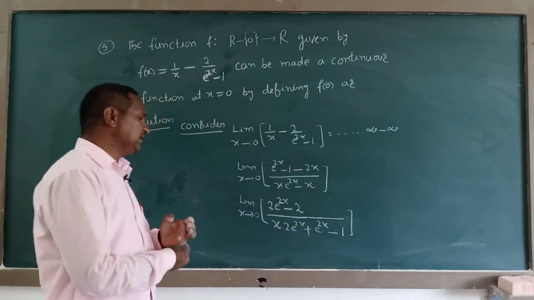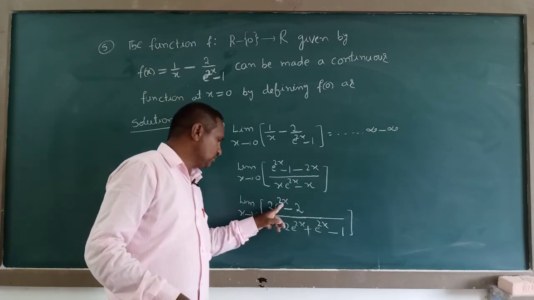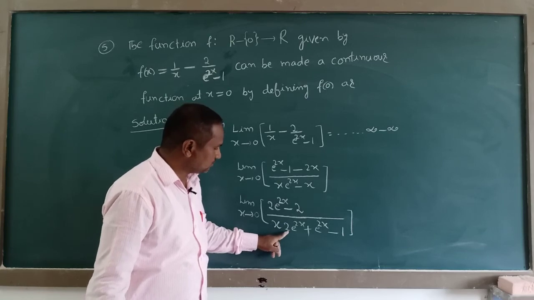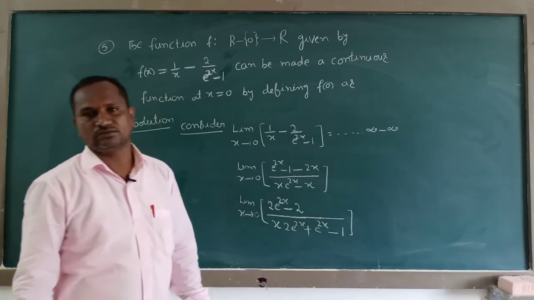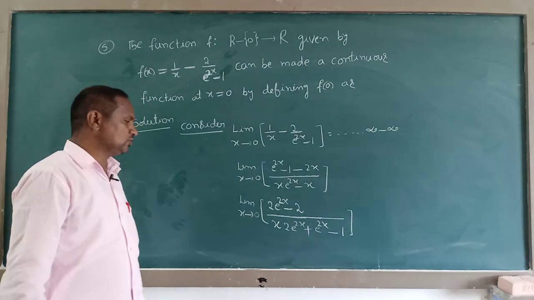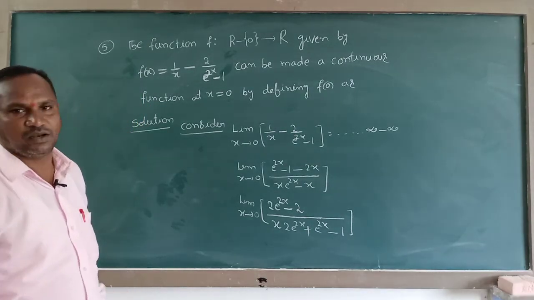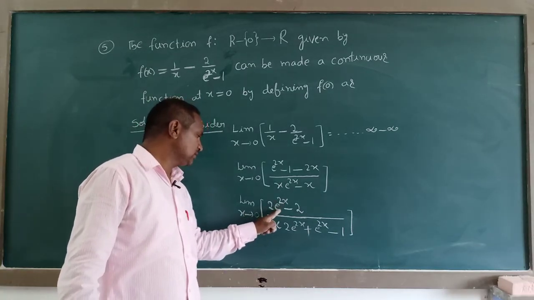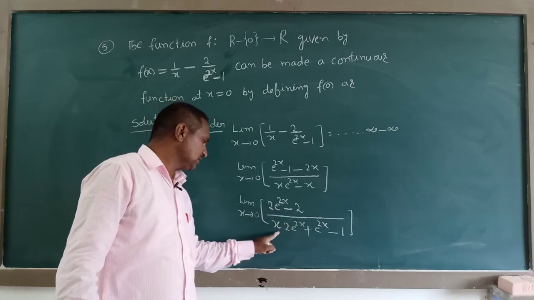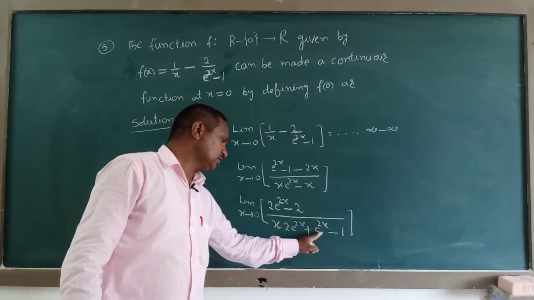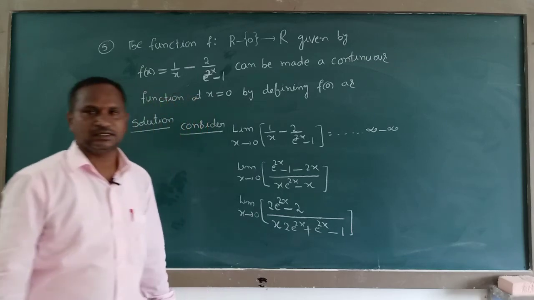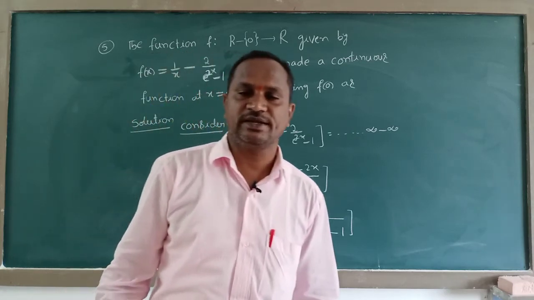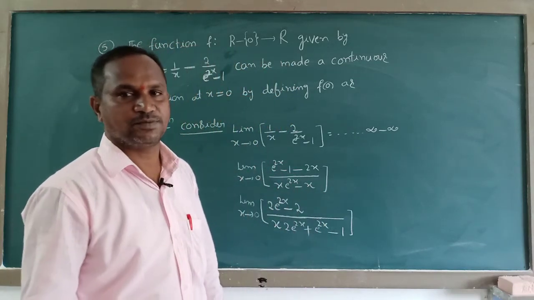Then you can apply the limit here. e power 0 is 1, so 2 minus 2 is 0. Here also 0 will come. Once again we get the 0 by 0 form. Since we are getting 0 by 0 form, we again have to apply L'Hospital rule here.